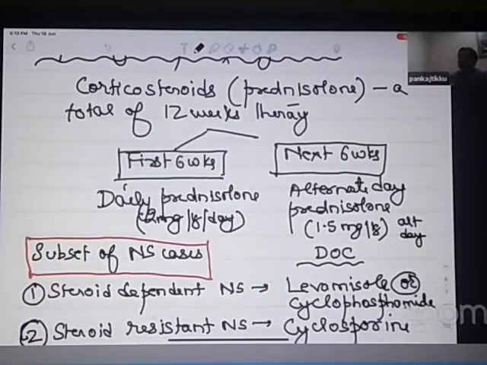However, there is a subset of nephrotic syndrome cases which are either totally dependent on corticosteroids or resistant to them. So these cannot be managed by corticosteroids alone. What is the drug of choice for steroid dependent and for steroid resistant nephrotic syndrome? The drug of choice for steroid-dependent nephrotic syndrome is levamisole or cyclophosphamide, but for steroid-resistant nephrotic syndrome it is cyclosporin.